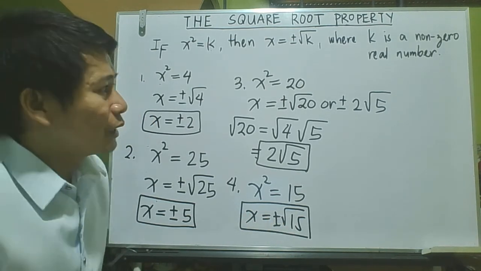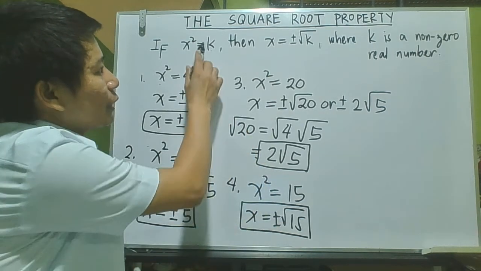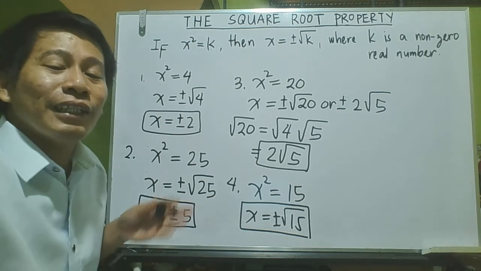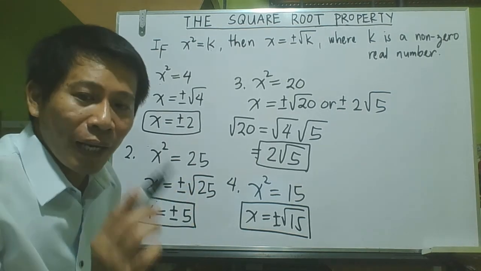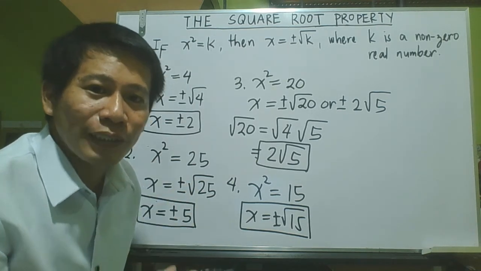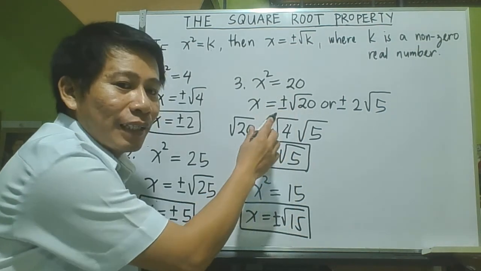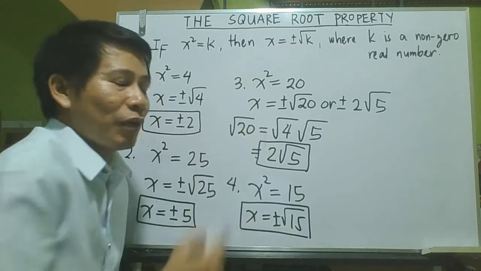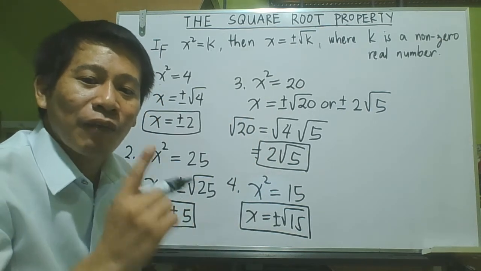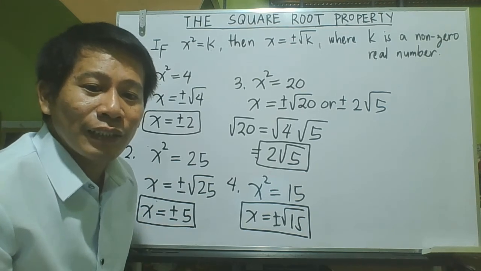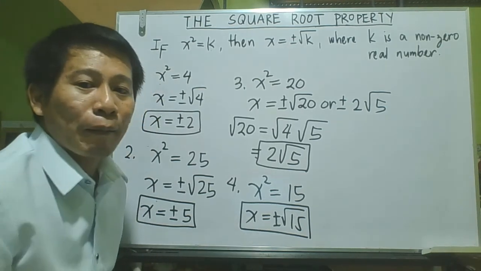So in other words, if our k is a non-perfect square, we can simplify it, but we can only simplify it if your k or your number, your radicand, the number inside the square root sign, has a factor which is a perfect square. Otherwise, you cannot simplify it.